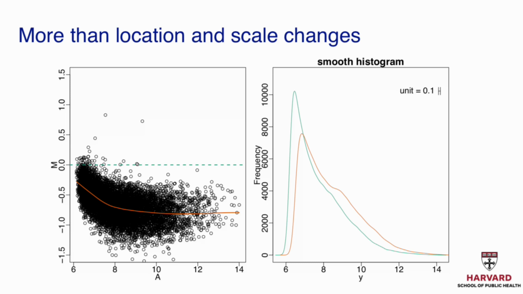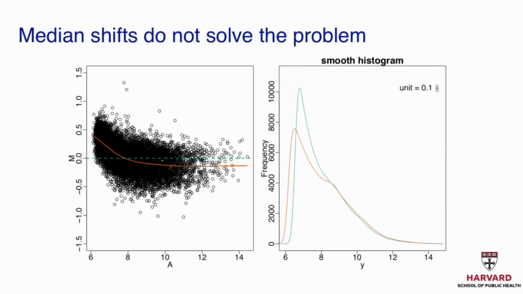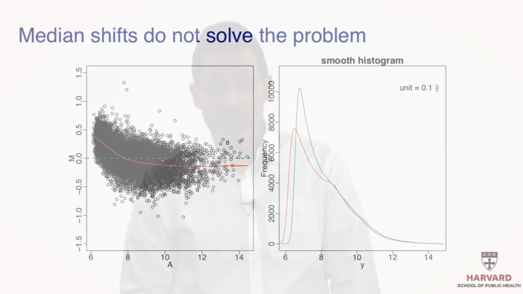So a naive approach is to simply adjust the medians of the data so that the medians match. But note that if we do that here, all we would do is shift the data up, but we would not remove this nonlinearity, and we would not fix the problem that the distributions are different. And just to reiterate, these are technical replicates. This is the same RNA hybridized to 5 different microarrays.